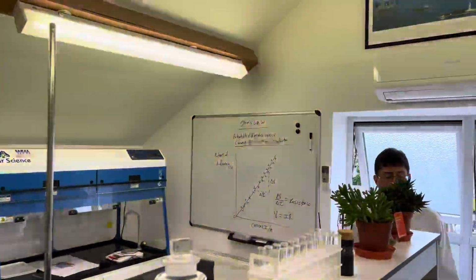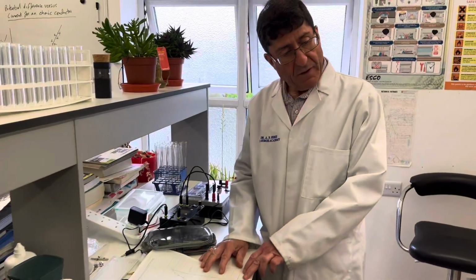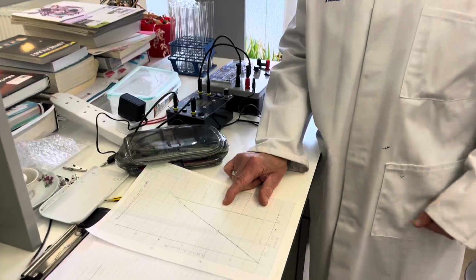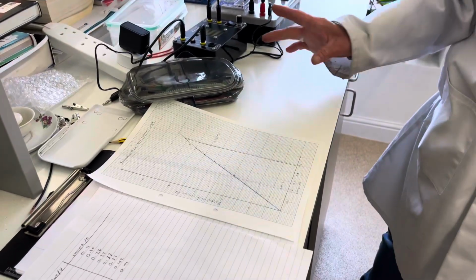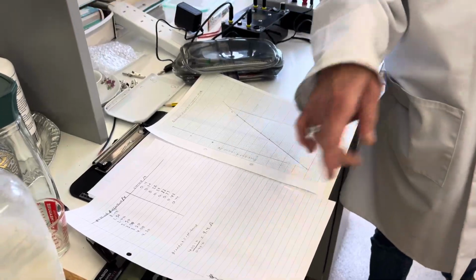V equals IR, which is Ohm's law, and my A-level student did very well in finding the gradient of the graph, which is the constant resistance of the circuit. He found that to be 9.4 ohms.